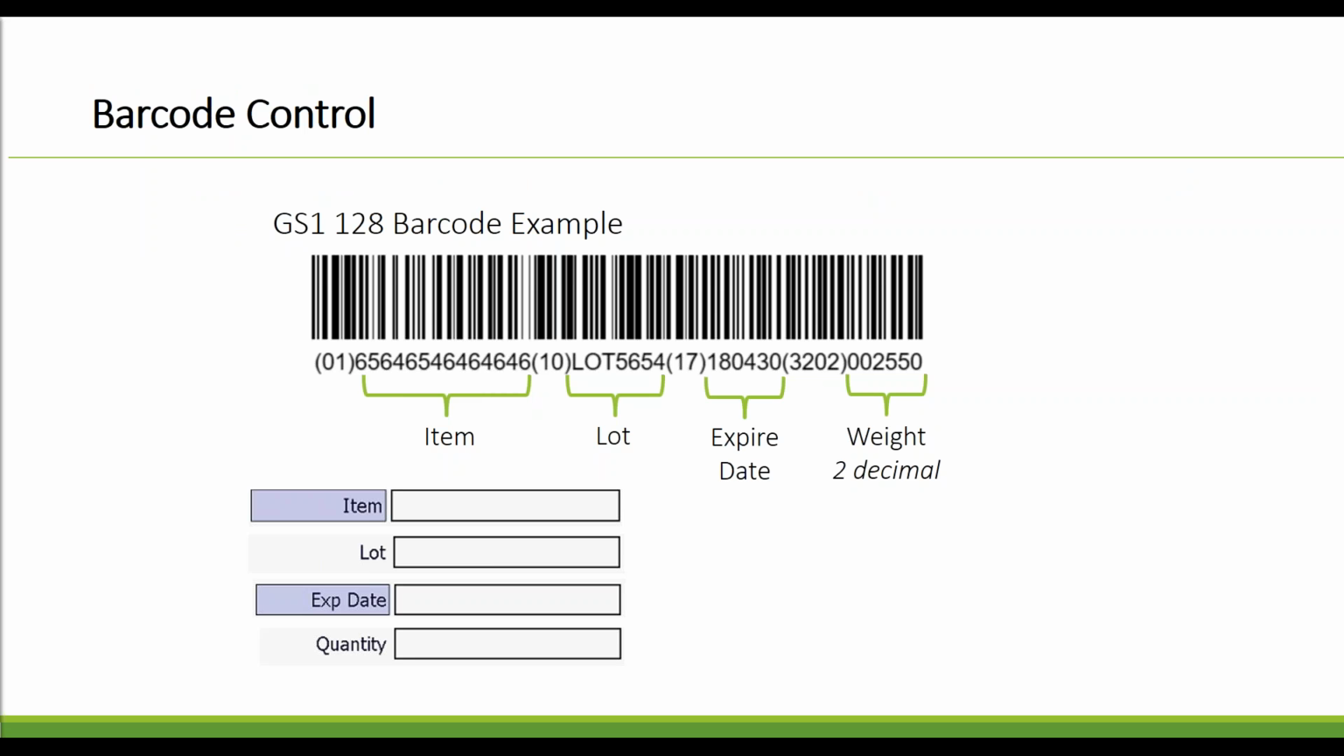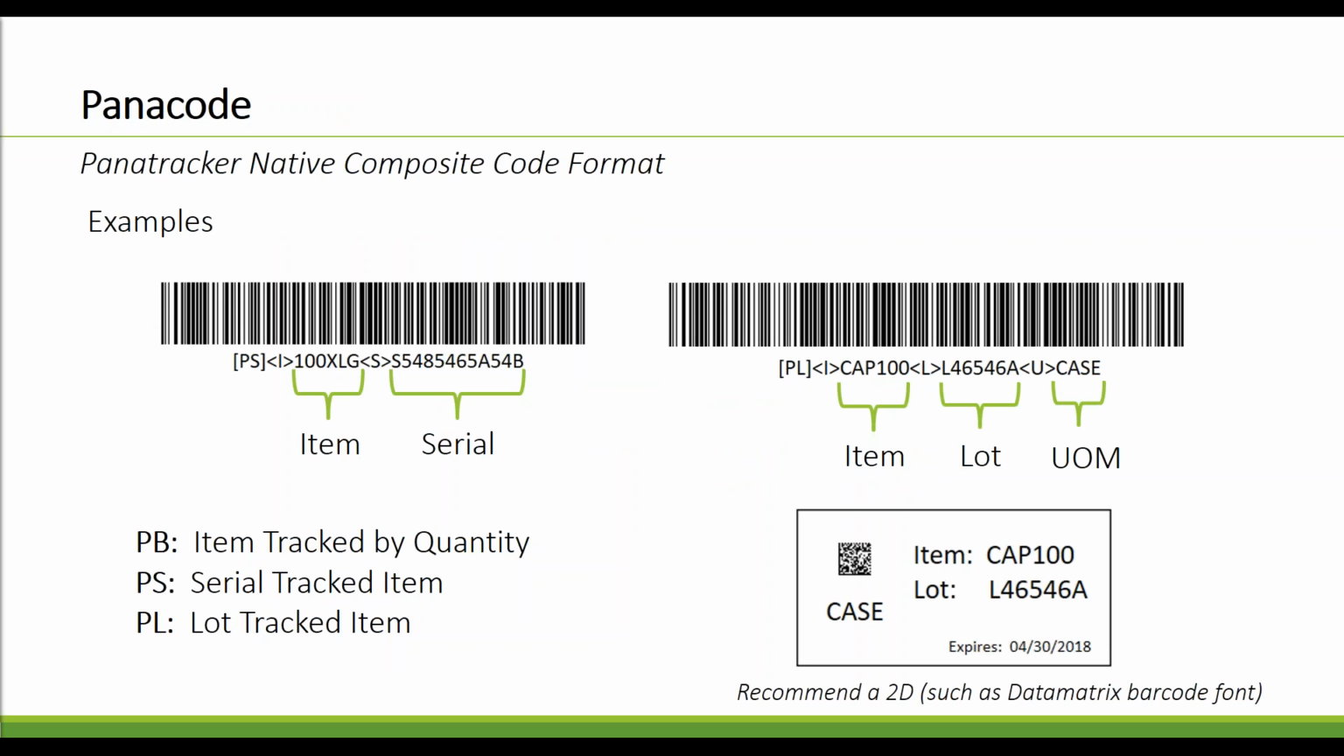We also have extensive barcode control. That barcode control allows a single scan to parse the data into the proper fields without having to capture the additional details. This is native to our application as well. So if you do have GS1 or barcodes that have multiple pieces of data, we can set that up and parse that data automatically for you. We also have our own native composite barcode called Panacode that basically does the same function, and that also is standard across all of our application as well.